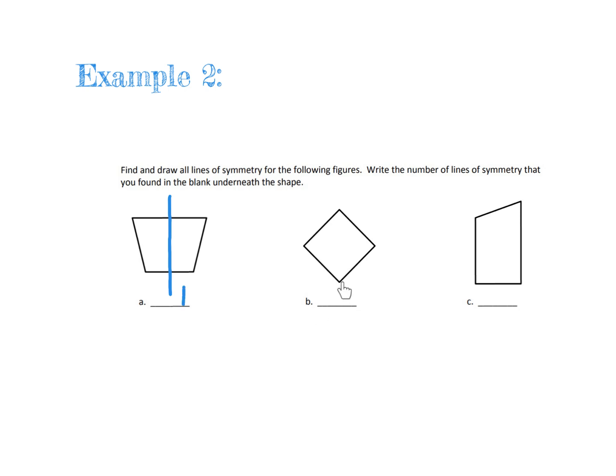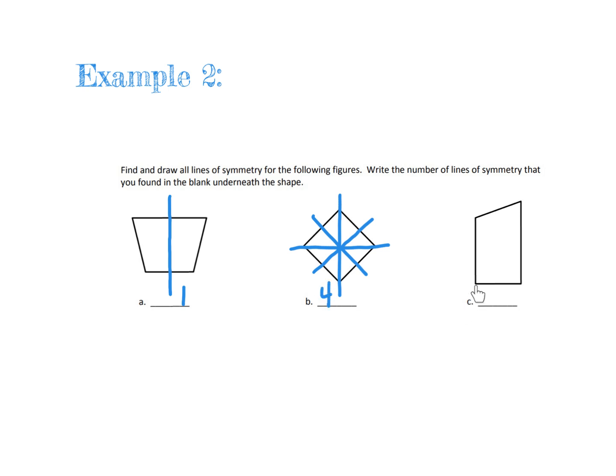For B, all sides are equal. So we would start with a line down the middle, a line straight across, and then in this case we would be able to do the diagonals as well. So we would have 1, 2, 3, 4 lines of symmetry. One across, one down, and then the two diagonals. So then we'd write a 4 down here at the bottom.